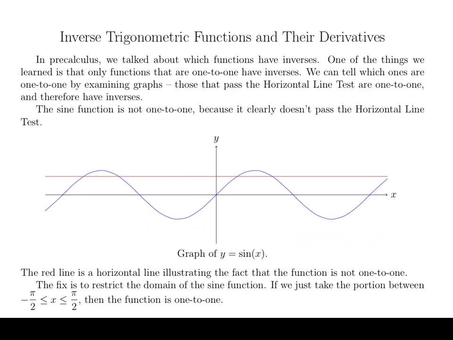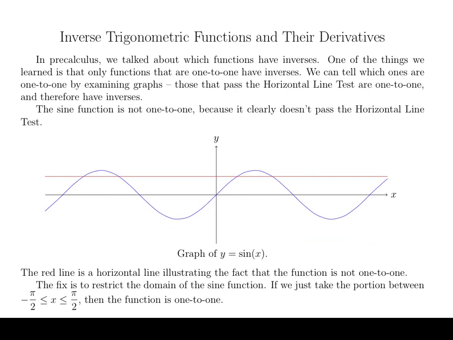So there's a fix. And the fix is that we're going to restrict the domain of the sine function. So for instance, if we just take the portion of the graph between negative pi over 2 and pi over 2, then the function is one-to-one. So basically, we're going to chop it off here and only take that portion of the graph.